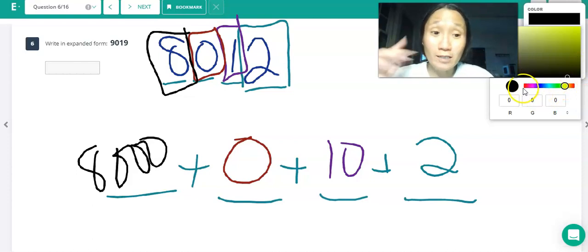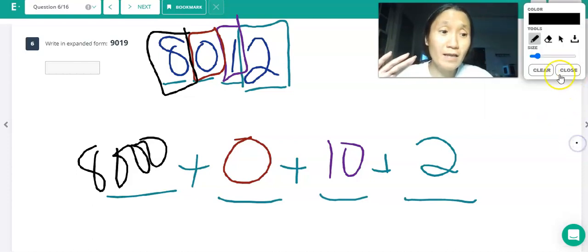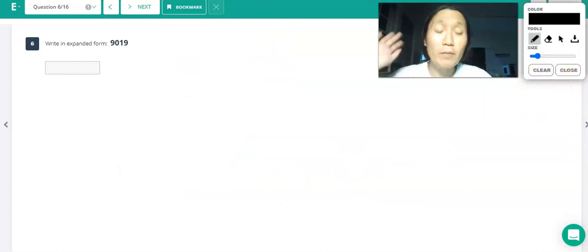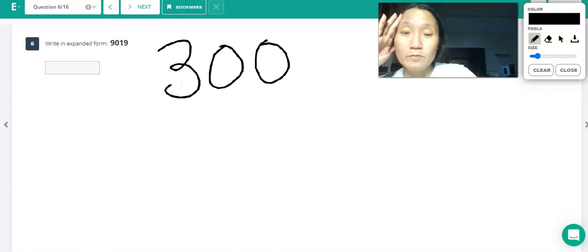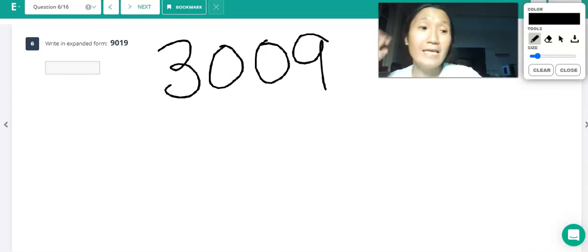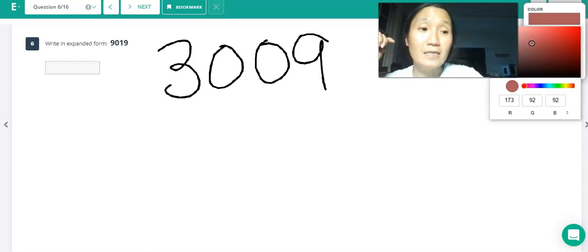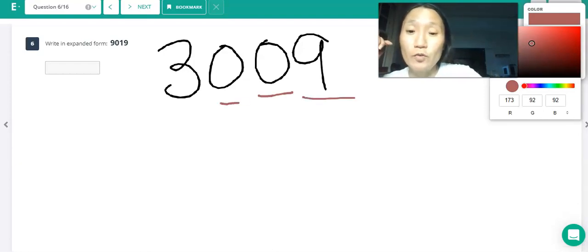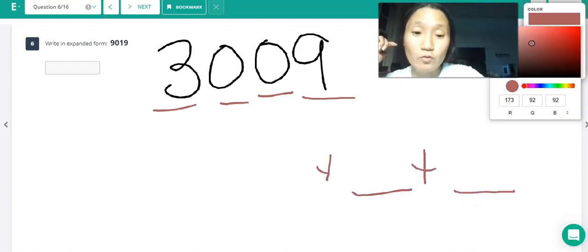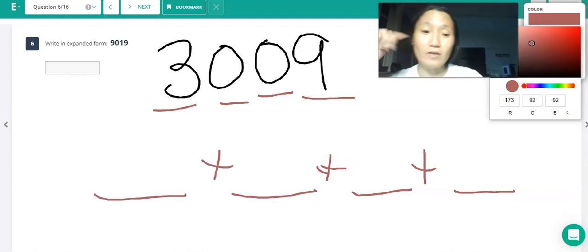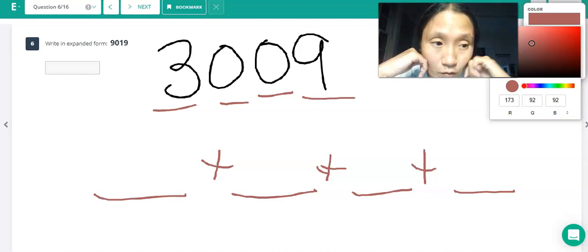Again, let's look at this, because you guys, I don't know what you're doing. You're just completely whacking out numbers. So let's look at this number. Again, this number has 1, 2, 3, 4 digits, so we need 4 place values: one plus another place value plus another place value plus another place value.